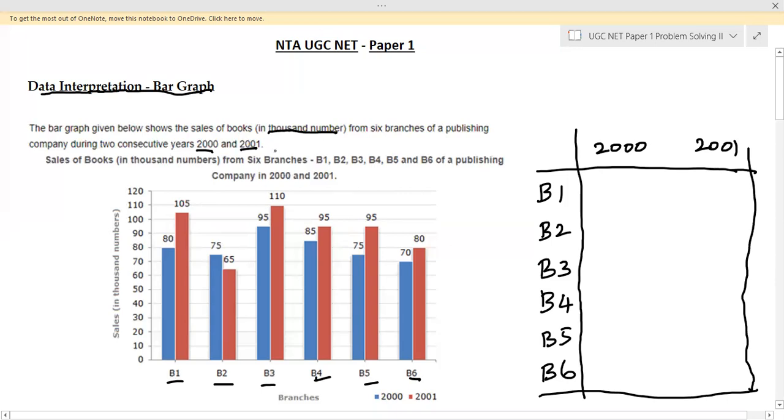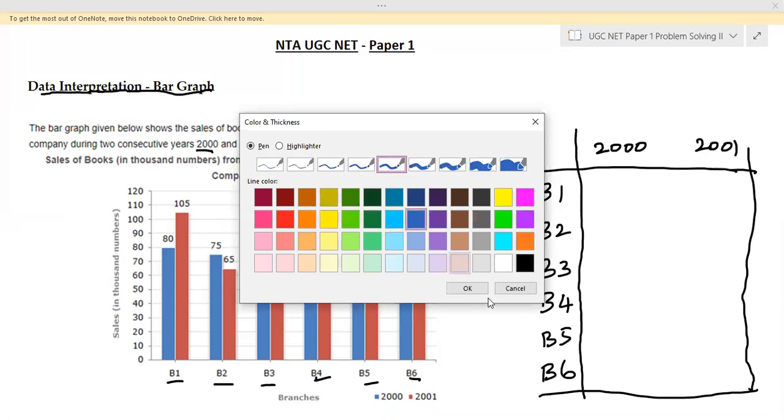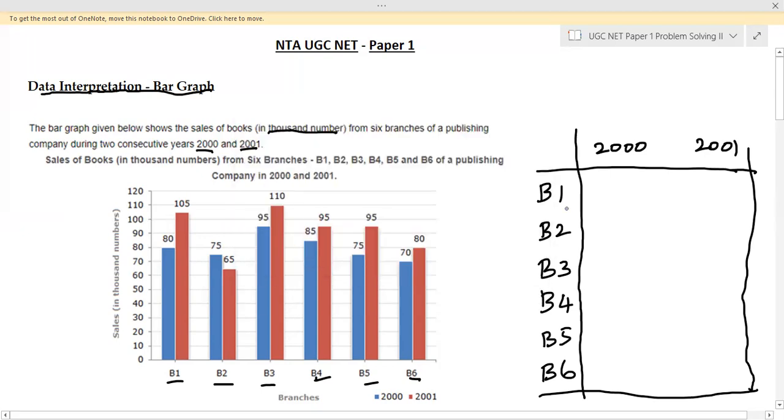Actually, let me change the color of the ink. I think I can go for blue. Yes, it is available. So let's take the data one by one. See, B1, branch 1, for the year 2000 and the year 2001, we have two values. Be clear with the colors also: 2000 is given in blue color, and 2001 is in some kind of maroon, a dark red. For 2000 it is 80, and for 2001 it is 105. Let me take down the values here. This is 80, this is 105.